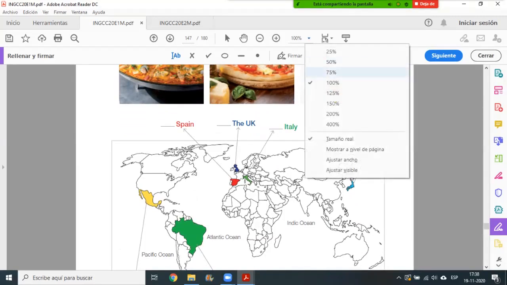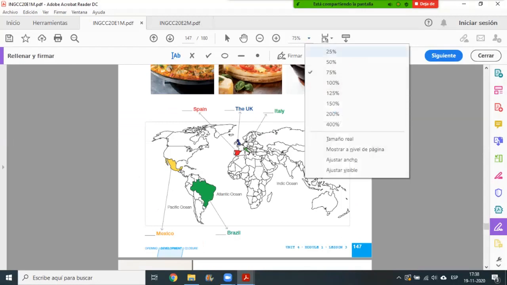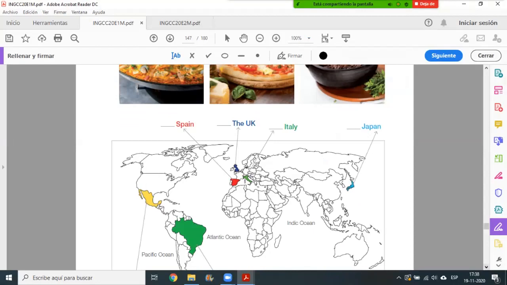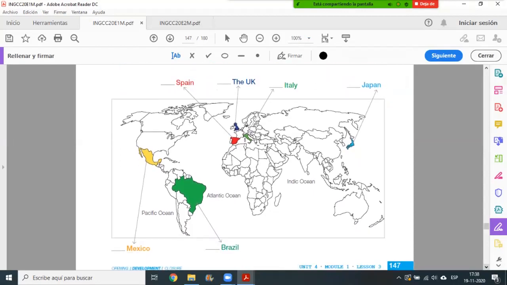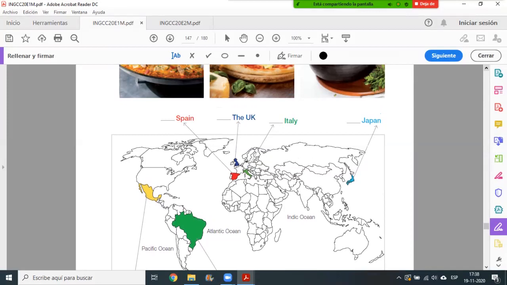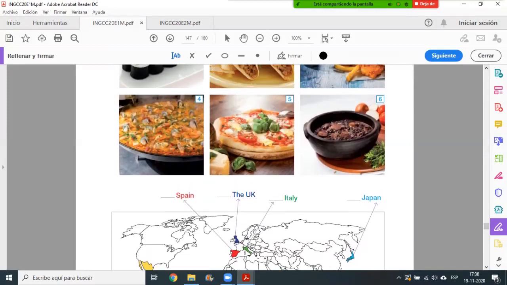We are going to reduce it. Now we can see all of them. Okay. It doesn't matter. I'm going to move it. So here we have the countries: Spain, the UK, the United Kingdom, Reino Unido, Italy, Japan, Brazil, Mexico, here. Spain. And here we have the oceans, Pacific Ocean, Atlantic Ocean, Indian Ocean. Okay, so you have to write on the map the correct number, for example, for each one of the pictures you can see.